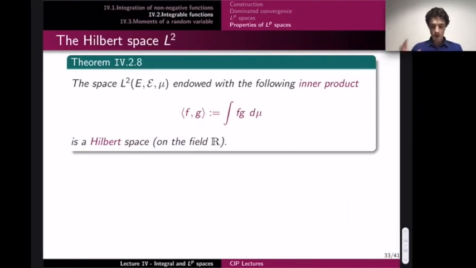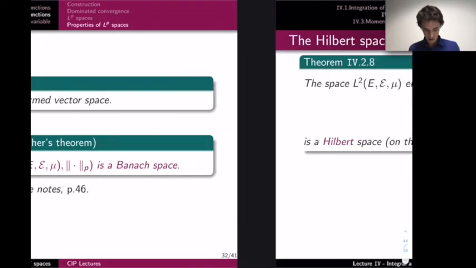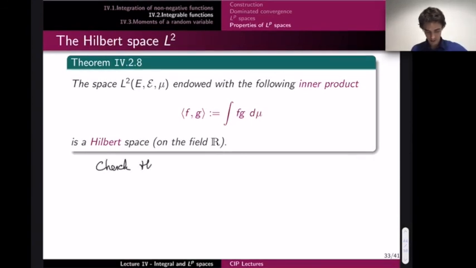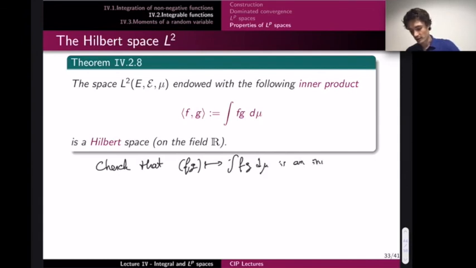Right. Another interesting fact, but which doesn't need much mathematics compared to previous results, is that actually, if I look at the particular case p equals 2, we will now have a Hilbert space for which the inner product is the one given here. So check that the mapping which takes f and g and spits out the integral of f g d mu is an inner product. So that's an exercise for you.